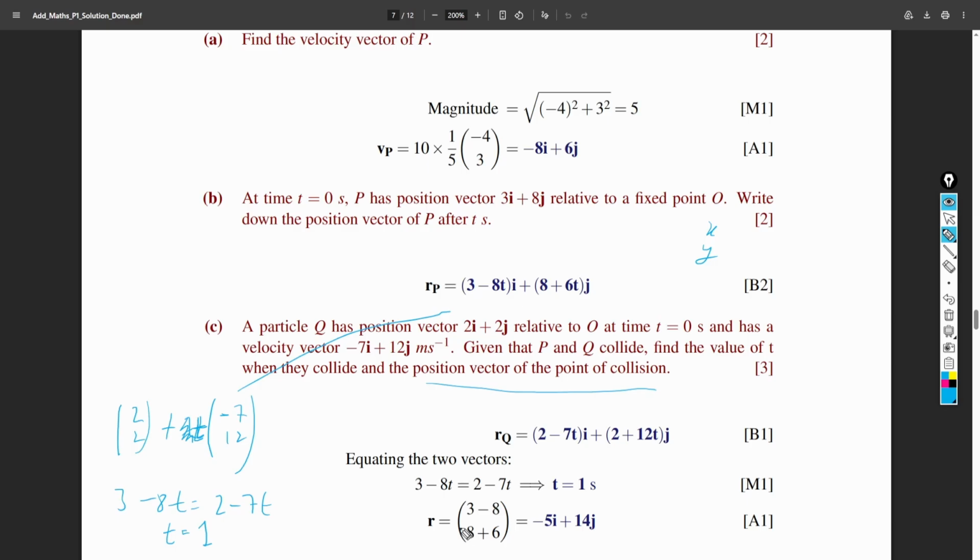Now we also need to find the position vector of the collision. So we simply take the 1 and input it into the vector again. So it could be either this or this, doesn't really matter. Both will get the same answer. We will get minus 5i plus 14j.